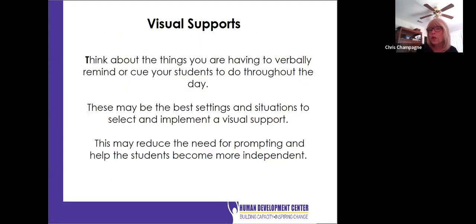So just another note about visual supports: if you're already thinking about maybe what settings and what kinds of things you might want to begin to use visual supports or add to the visual supports that you already have, think about the things that you're having to verbally remind or cue someone to do throughout the day. So these might be the settings and the situations that are best. Replace all your verbal reminders with a visual that the student can reference. This is going to reduce your frustration and also increase their independence.